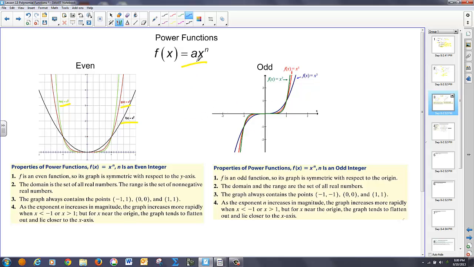Likewise, if I have an odd function, it looks more like a cubic. Here's the cubic, x to the 5th, x to the 7th. And once again, you'll notice the cubic is the flattest figure, and x to the 7th rises the quickest. So just keep that in mind as we look at these things.